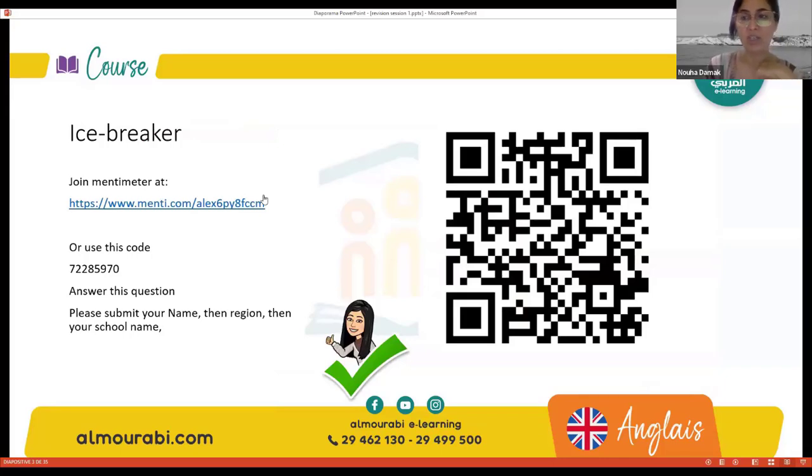Are you familiar with this application, Mentimeter? Nice to meet all of you. You can use this QR code reader or just join menti.com and use this code. I didn't submit the link, so I'm going to submit the link so that you click on it and join the Mentimeter. You have 3 submissions: your name, the region, and your school name, to make a word cloud.